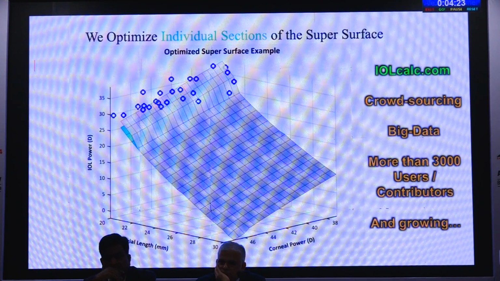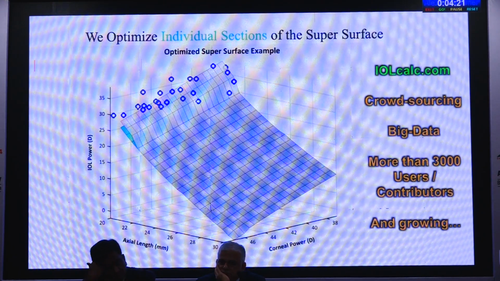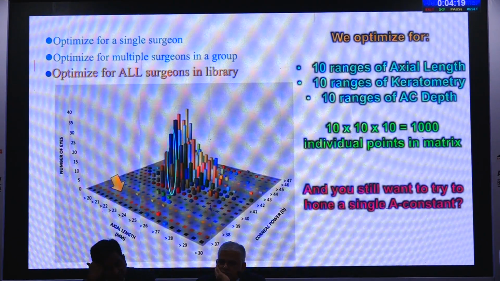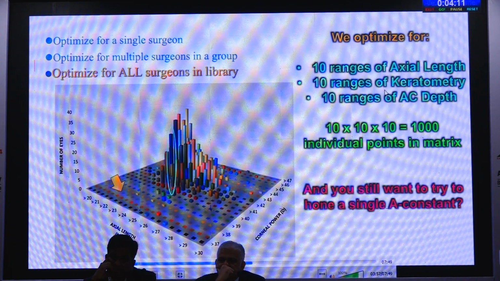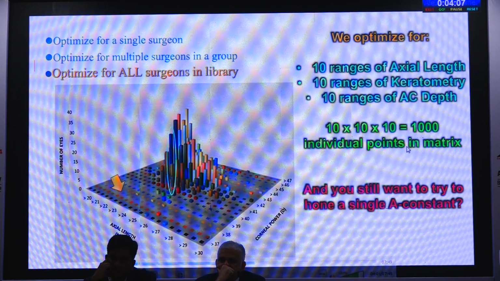So we crowdsourced big data. We actually now have 7,000 users. We have 1 million eyes of data. So I can optimize for a single surgeon, multiple surgeons in a group, or all surgeons in the library. And I optimize for 10 ranges of axial length, 10 ranges of keratometry, 10 ranges of AC depth. So I'm optimizing 1,000 different points.